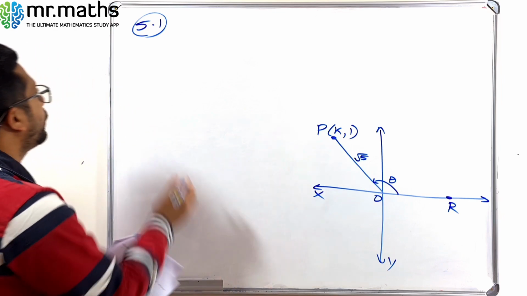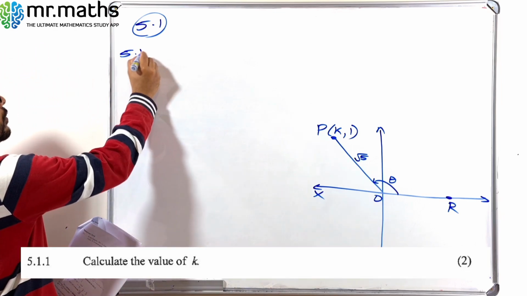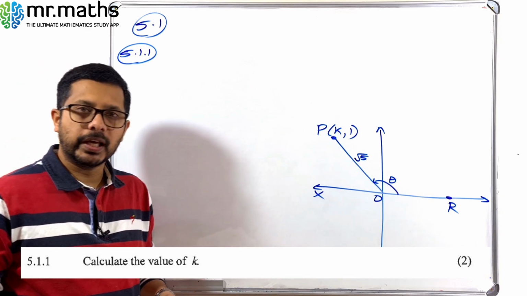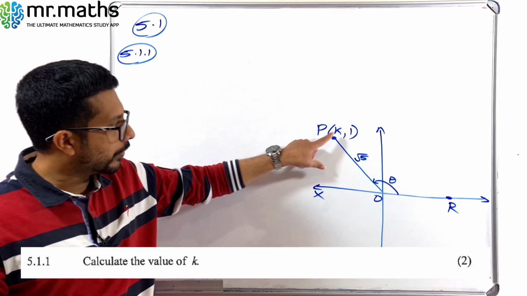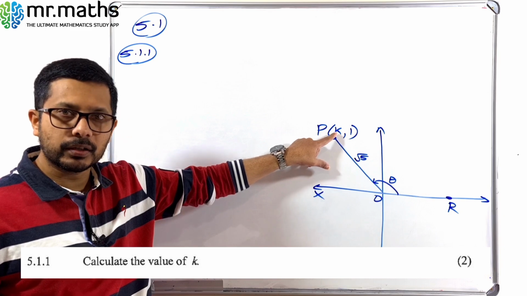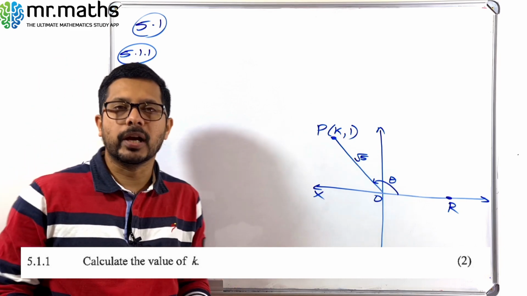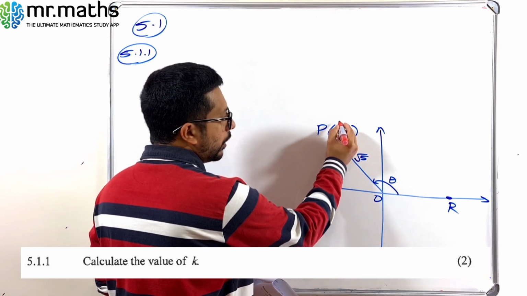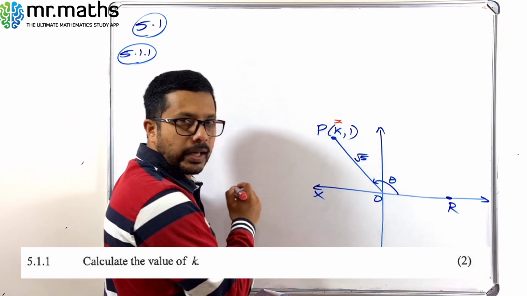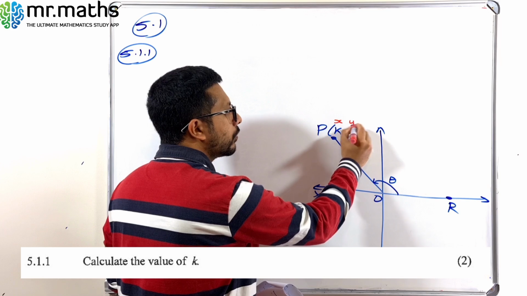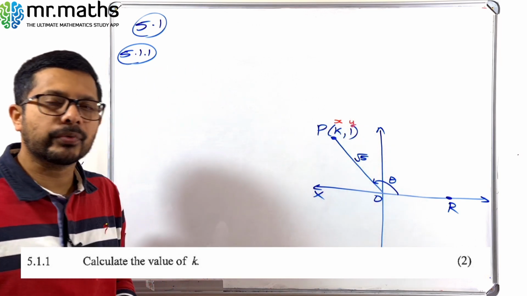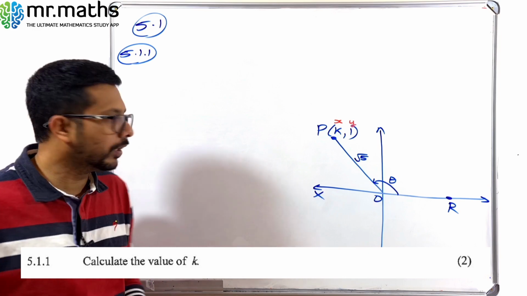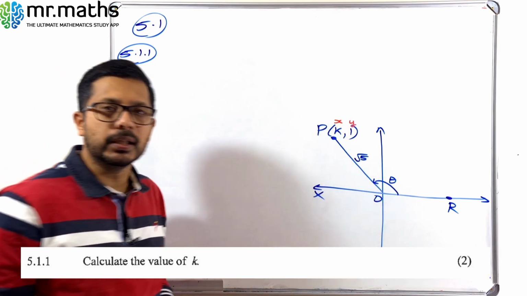Based on this, we have to answer the remaining questions. Question number 5.1.1. What is that question? Calculate the value of k. K means this one. You have to find the value of k. Here (k, 1) means k stands for the x value and 1 stands for the y value. So in effect, you are supposed to find the x value.